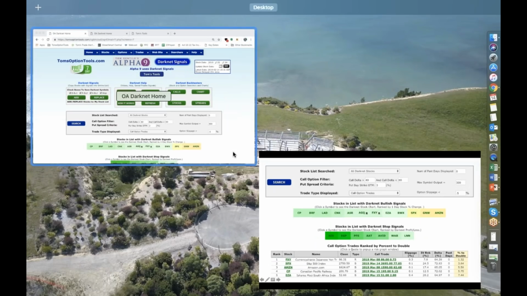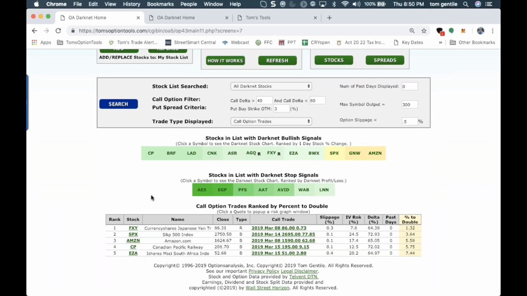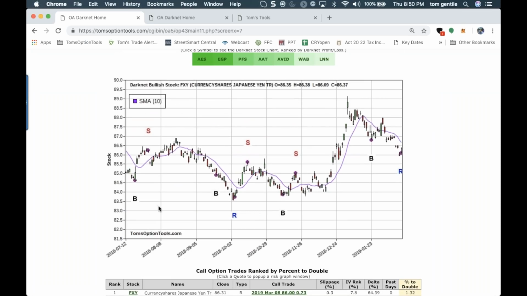So over here, I'm going to pop over, and I'm looking at my Darknet trades right now, exactly what we just looked at a moment ago. And what I can do within the software is, first let's look at the stock symbol, FXY. So I'm going to click on that. That's going to pop up a chart. The reason I do that is I want to go back in history and see if it's worked in the past. All right, there's a winner.